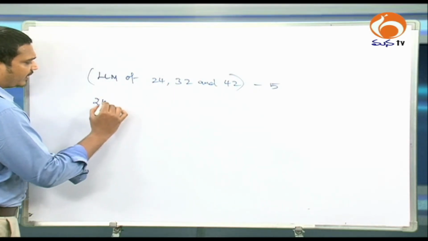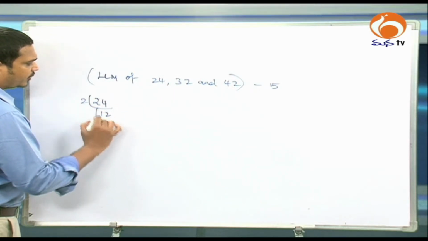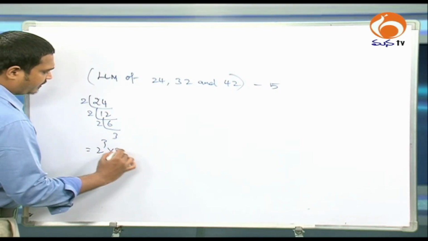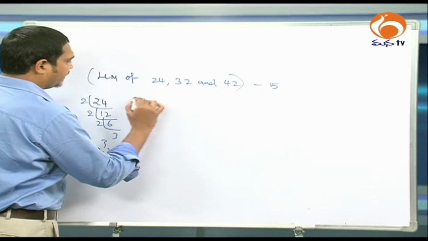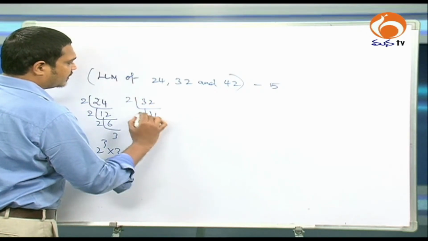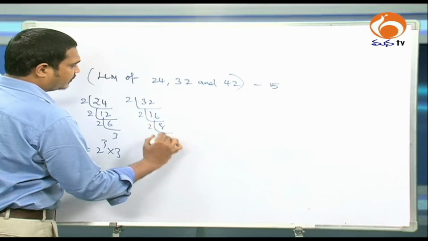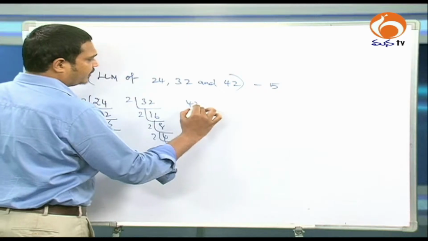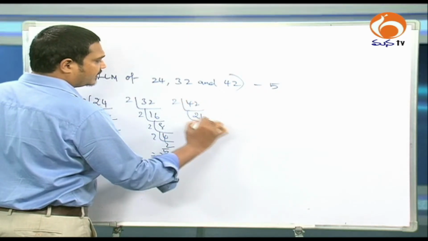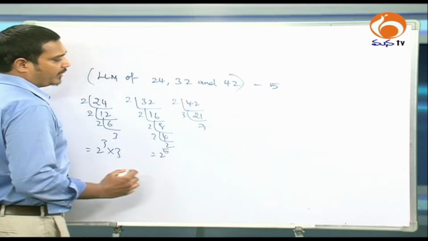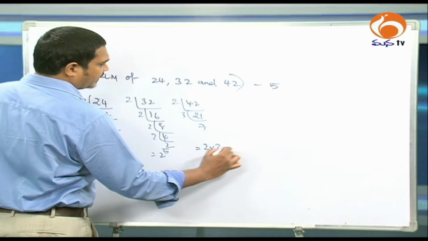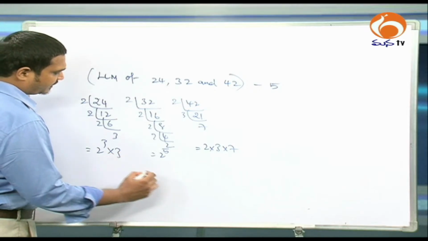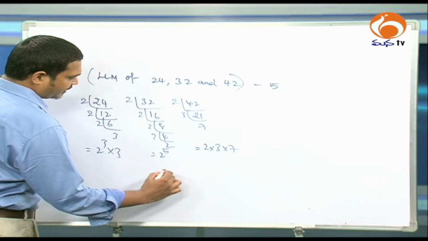When we factorize 24, what do we get: 2 12, 2 6, 2 3, so it is 2 power 3 into 3. Alright, now let's talk about 32. So 2 16, 2 8, 2 4, 2 2. This is easy, 2 power 5. And here 42 is 2 21, 3 7, which is 2 into 3 into 7. Am I right? Fantastic. Alright, now what is going to be the LCM? See what the factors are here.